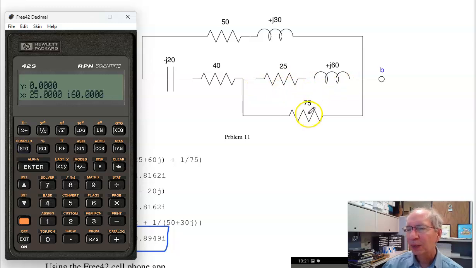There's this guy. In parallel 75. In parallel, the inverses add. So take the inverse, 75 inverse, add the inverses, take the inverse. This is 33 plus J24 ohms.